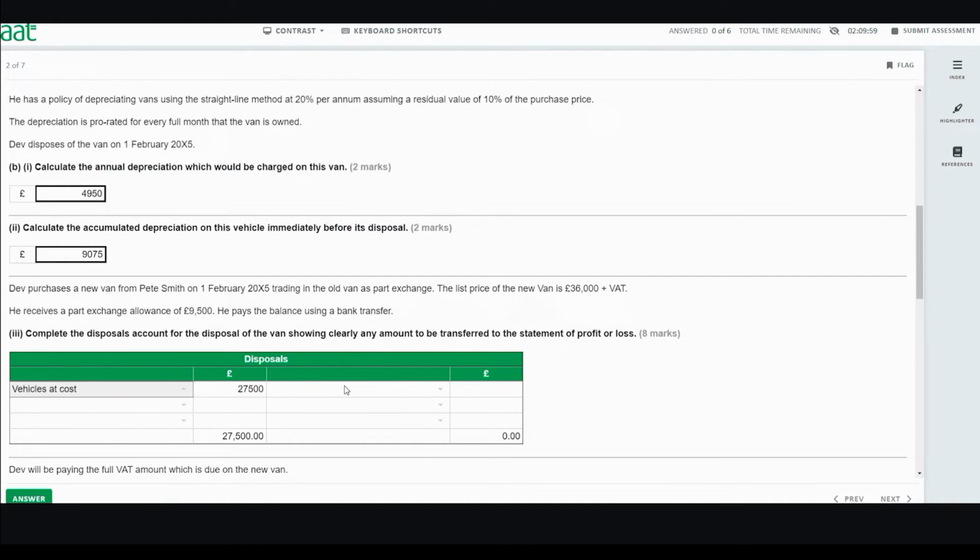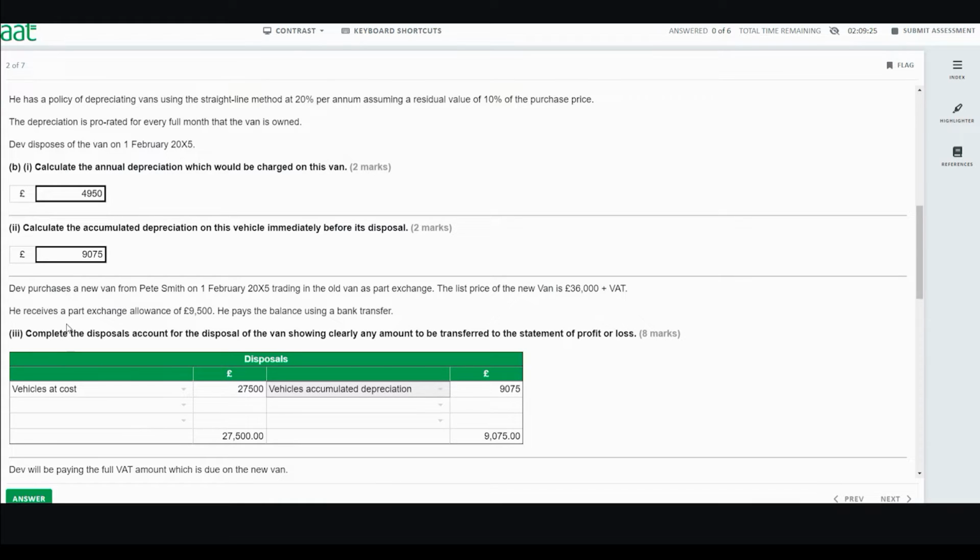Then we've calculated the accumulated depreciation. Accumulated depreciation would have been a credit, so you would now debit the accumulated depreciation account and credit your disposal account to close down the accumulated depreciation. So we're taking out the accumulated depreciation of the old vehicle that is no longer with the company.